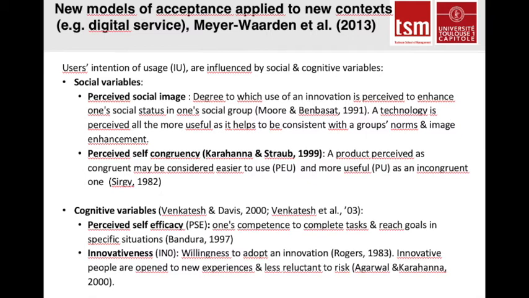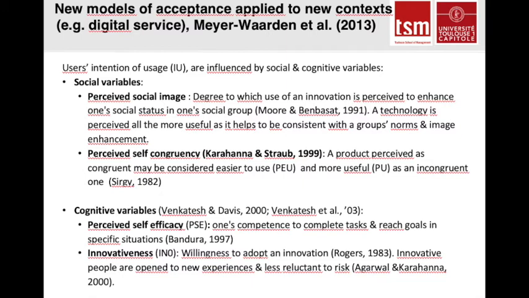Technology is perceived all the more useful as it helps to be consistent with the group's norms and image enhancement. Perceived self-congruency is the congruence of a product with the values of a user. A product perceived as congruent may be considered easier to use and more useful than an incongruent one. Cognitive variables include perceived self-efficacy, which is one's competence to complete tasks and reach goals in specific situations due to a new technology. And innovativeness is the willingness to adopt an innovation.